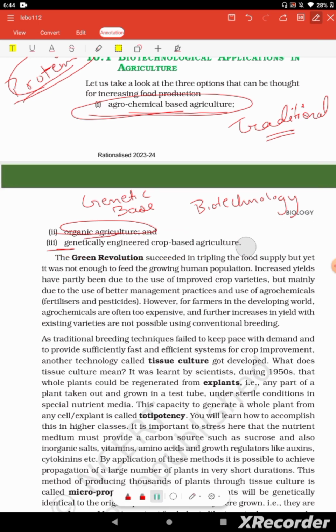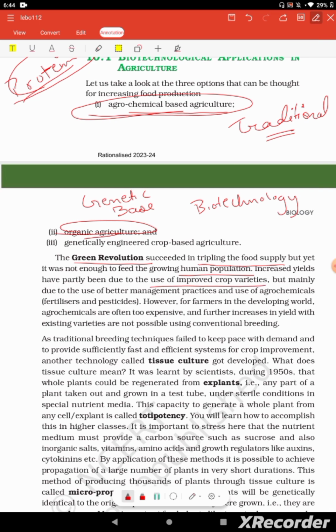So there is the green revolution in the field of agriculture. The green revolution had the aim of increasing the food supply, increasing food crop production to fulfill the demands of the country. The green revolution succeeded in tripling the food supply, but yet it was not enough to feed the growing human population. Hence the green revolution is helpful, but the population growth is much more as compared to the increase in production. Therefore, increased yields have partly been due to the use of improved crop varieties.